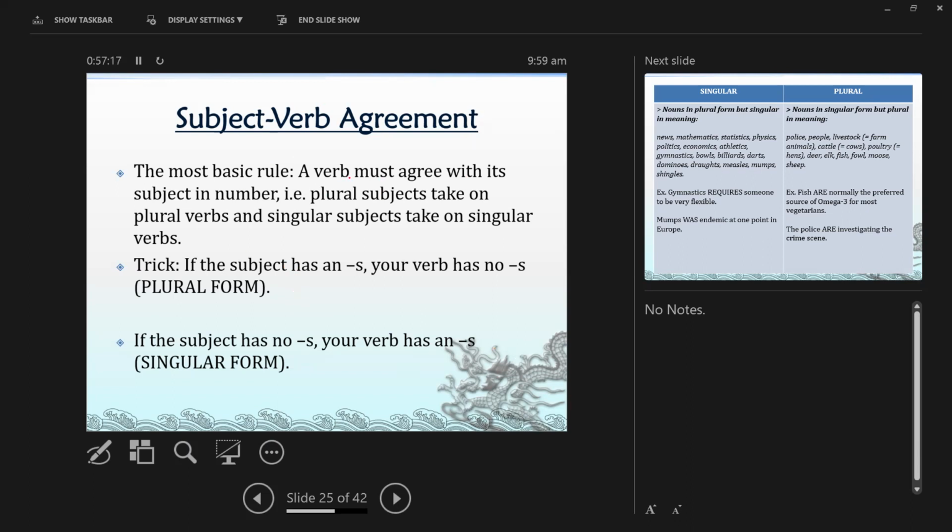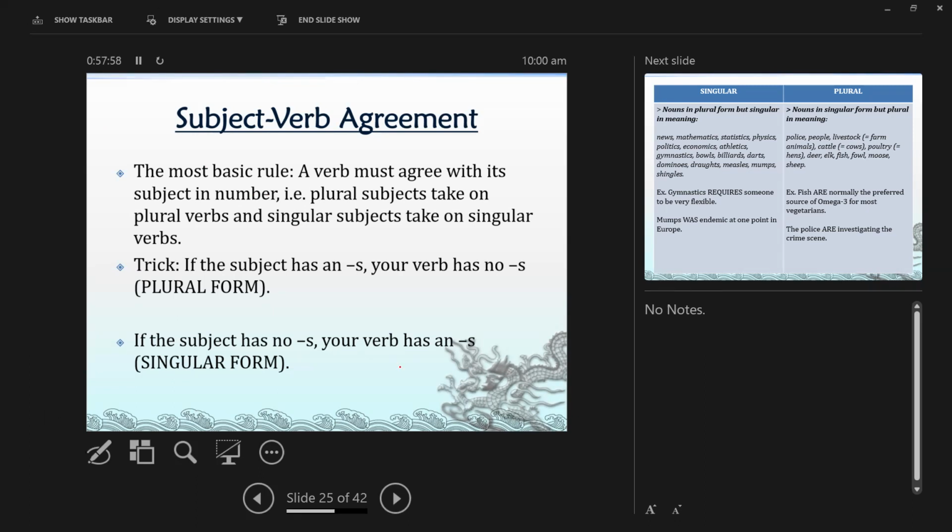Okay, the most basic rule, a verb must agree with its subject and number. However, medyo nakakalito because when it comes to subjects or nouns, if you put an S, it becomes plural. However, when you're using a verb and you put an S, it means it's singular, okay? So if the noun has an S, it's plural. If it doesn't have an S or ES, it's singular. But when it comes to verbs, if it doesn't have an S, it's plural. If it has an S, it's singular.